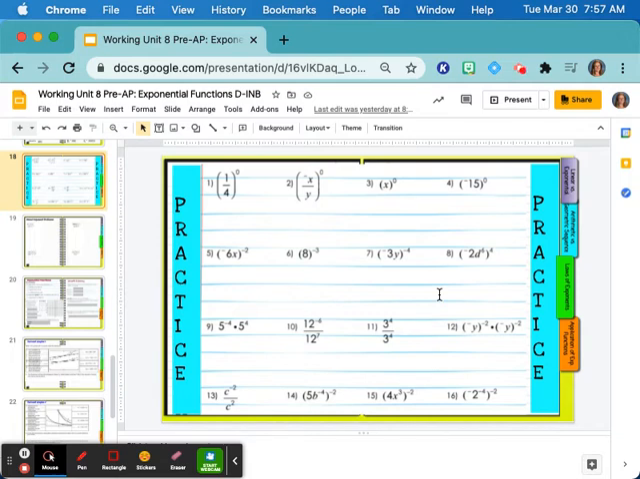All right, so what questions do y'all have over these that we need to go over? One thing would be anything to the 0 power. What will that be? 1. So all of these are 1s? Can you do 16? Yes. Let's look at 16.